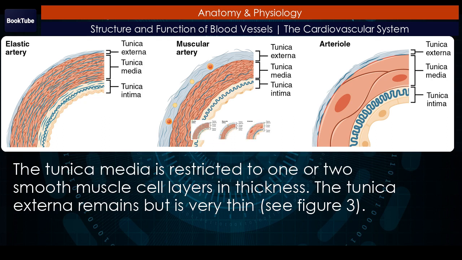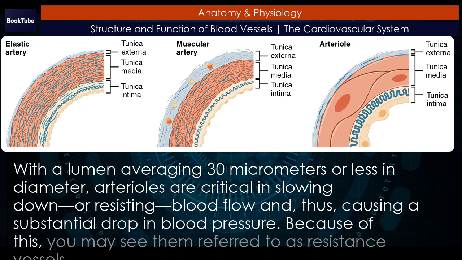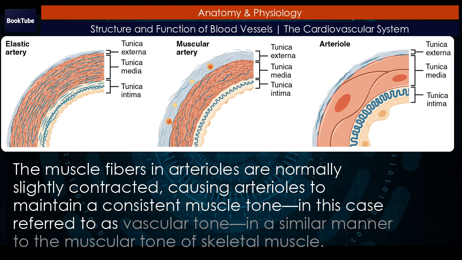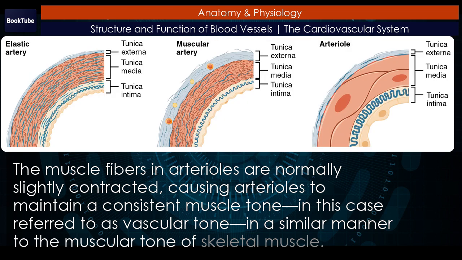See Figure 3. With a lumen averaging 30 micrometers or less in diameter, arterioles are critical in slowing down, or resisting, blood flow and, thus, causing a substantial drop in blood pressure. Because of this, you may see them referred to as resistance vessels. The muscle fibers in arterioles are normally slightly contracted, causing arterioles to maintain a consistent muscle tone, in this case referred to as vascular tone, in a similar manner to the muscular tone of skeletal muscle.